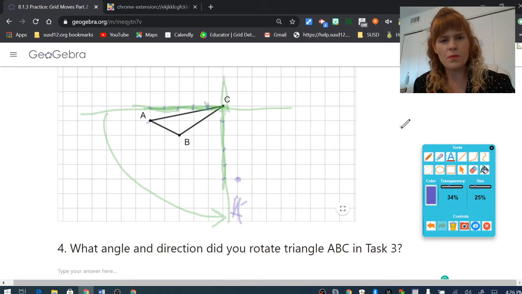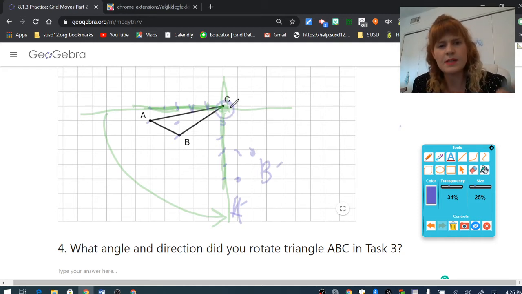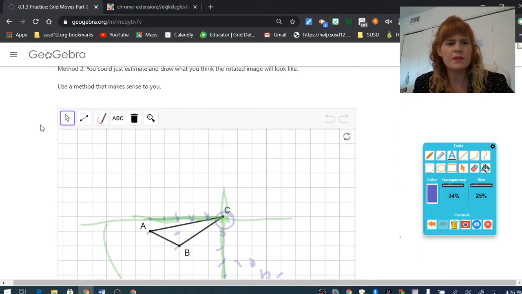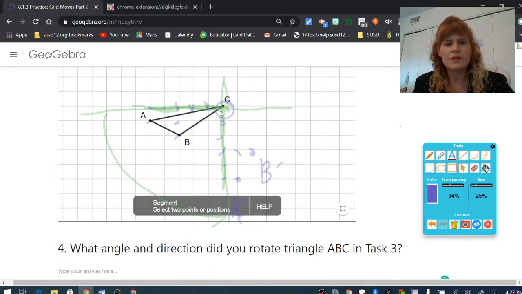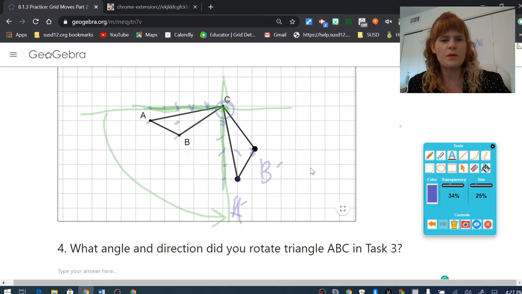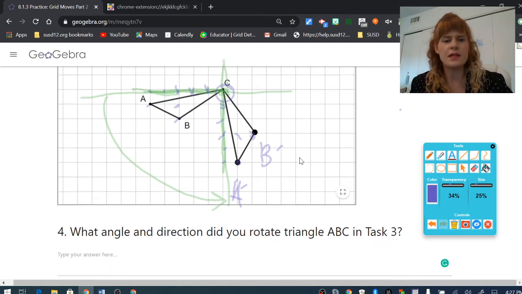Let's measure B. 1, 2, 3 spaces over, 1, 2 spaces down. There's B prime. And C stays the same because C is my center of rotation. Next, I'll use the line segment tool to connect the points. There it is, line segment. So from C to A prime to B prime and back to C, there's a 90-degree rotation around point C.